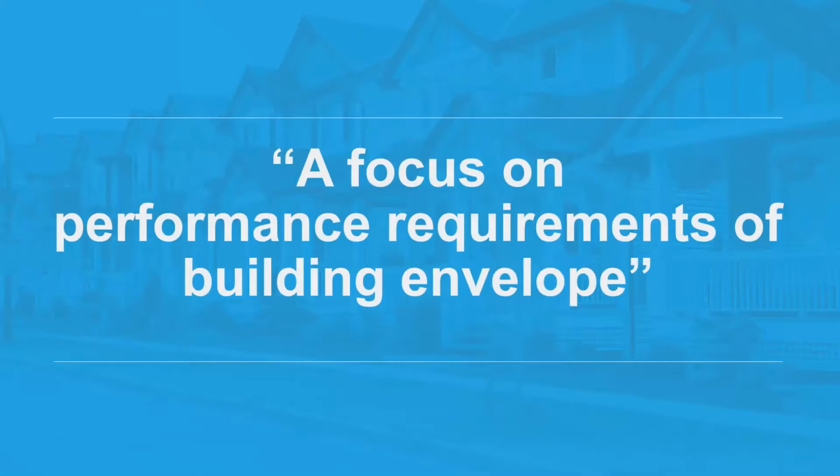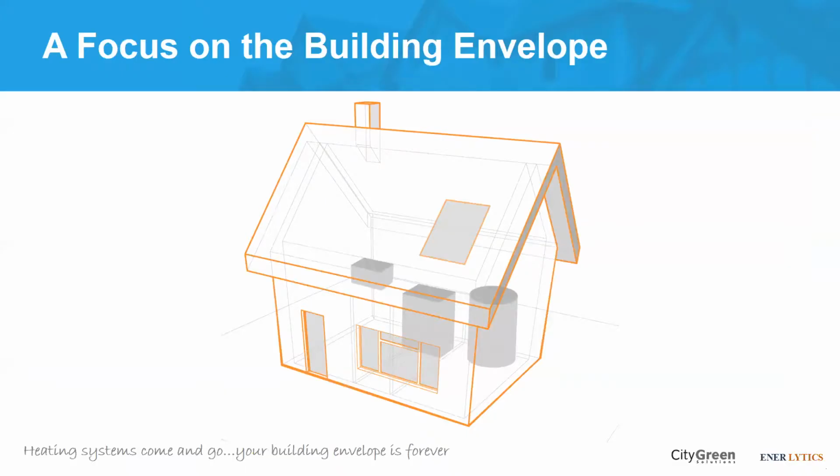A key element of the BC Energy Step Code and a foundation for it is a focus on the performance requirements of the building envelope. And the intent of this is that energy efficient homes are built with their structure energy efficient, and they can use efficient heating systems, but that we should be building a structure today that's built to last. As we know, heating systems can come and go and have a life of 15 to 20 years. The building envelope is forever.